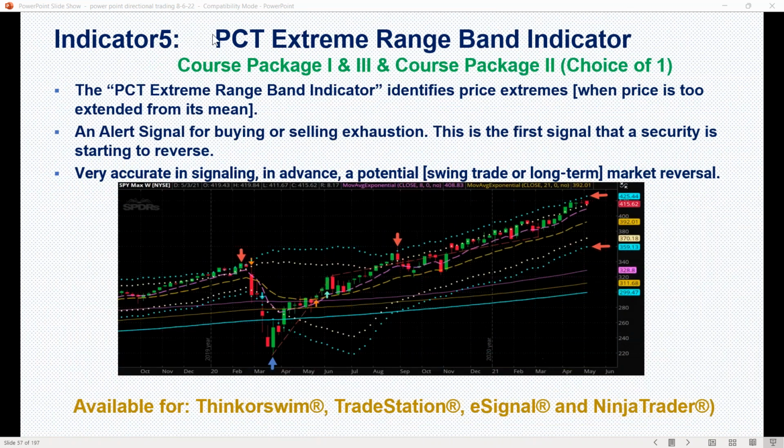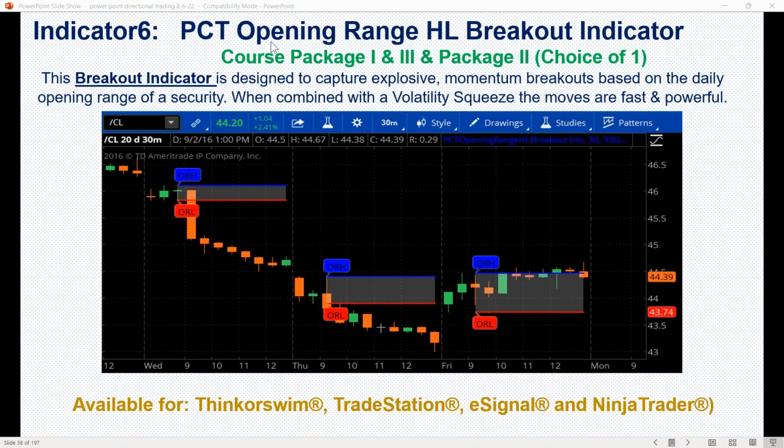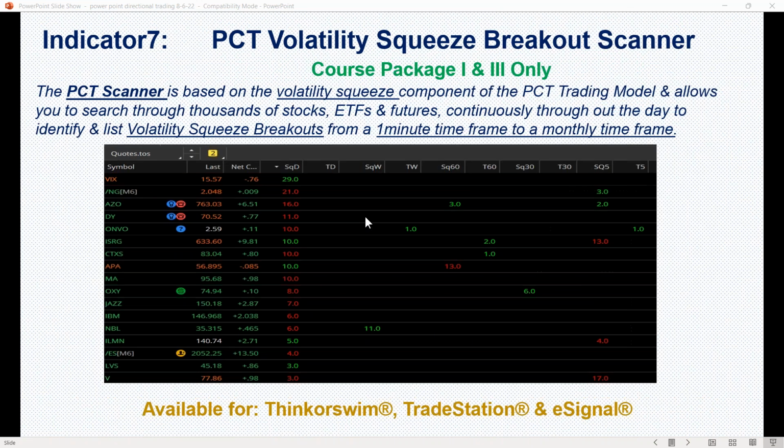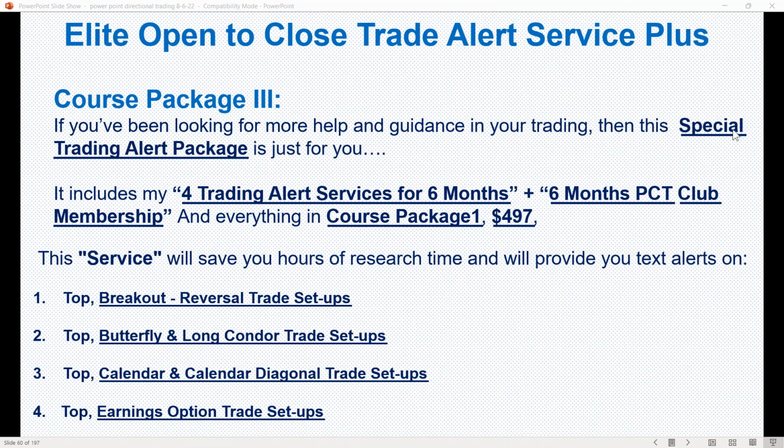You'll get my indicator 5, the exchange range band. This is where we see if markets are too stretched up or down. You'll get that, or that could be a choice, one of your indicators. My indicator 6 is the opening range high-low breakout indicator. This sets an opening range, and then we can trade based on that opening range. So it's an indicator that lays that out. And then 7 is the squeeze volatility scanner, so you'll get that as well. So all of that for those 2 different prices.